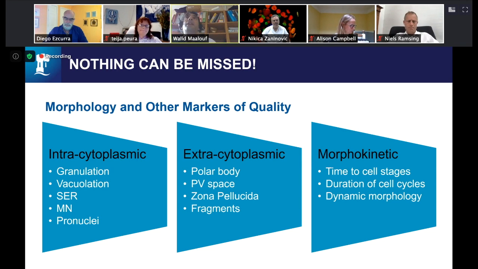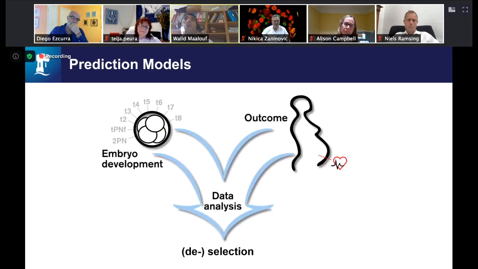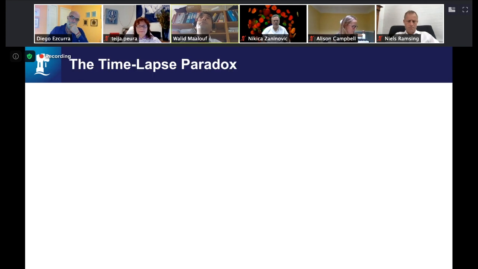There's nothing that can be missed with time-lapse. You can observe anything that is intracytoplasmic, extracytoplasmic, or morphokinetic parameters. And the latest ESHRE recommendation for TLT lists all the markers that you can observe, usually either exclusively observed in time-lapse or better observed in time-lapse technology. What we do with these variables, typically, is correlate them with implantation and live birth. And that allows a clinic-specific or universal algorithm or model for embryo selection and deselection. So this is the typical correct use of the instrument.